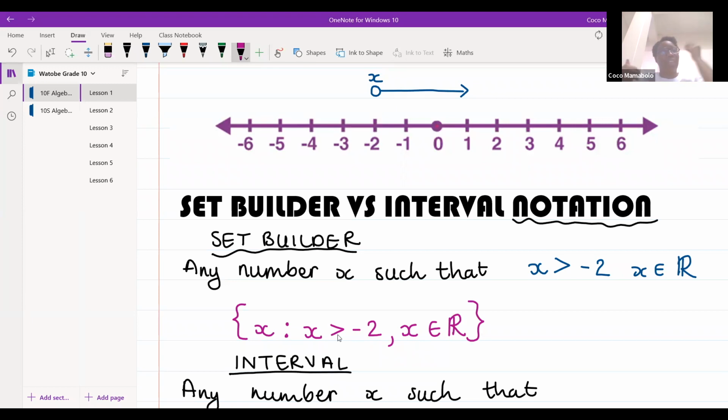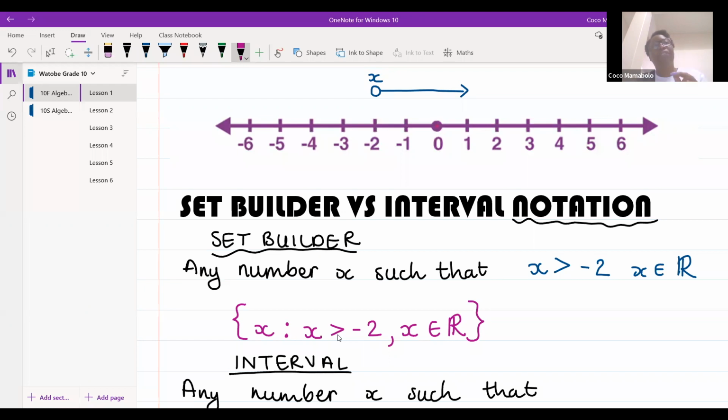And for the life of me, I can never make the first bracket at the beginning and the bracket at the end look the same. It drives me nuts. It drives me insane. Okay, now everything I've written over here literally says that I have a number X such that X is greater than -2 and X is an element of real numbers. That's exactly how you're going to write it.